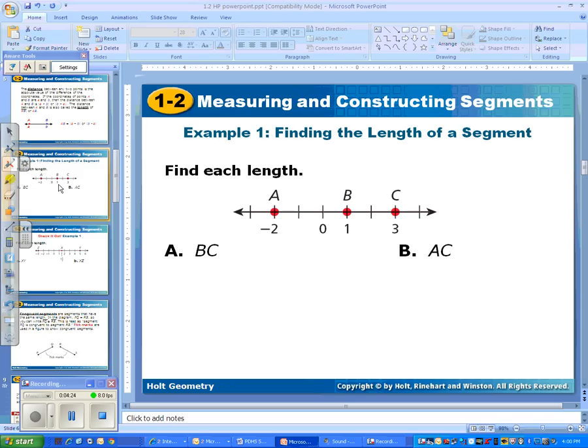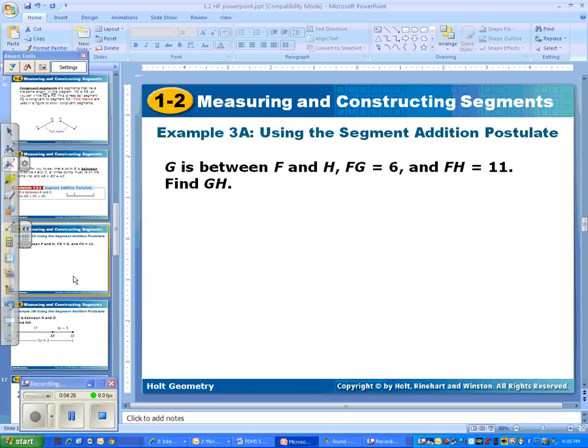So let's say, for example, I tell you this. I tell you that point G is between F and H. Okay, well, here's F over here. Here's H over here. They're all on the same line. That's implied. And G is somewhere in between there. So I'm going to put it over here.